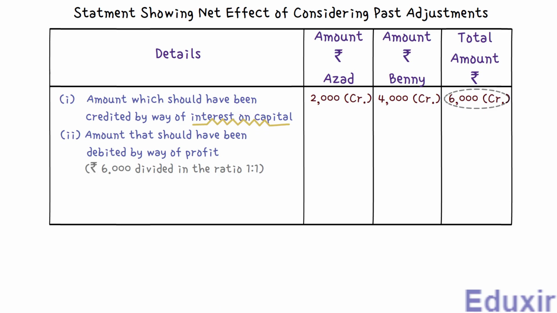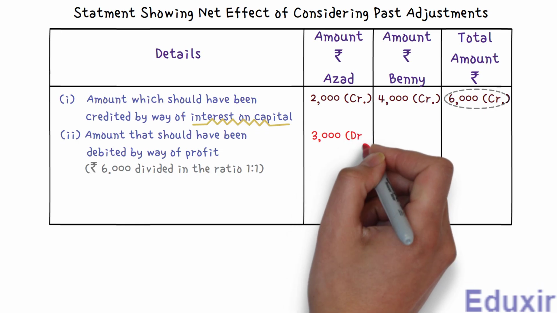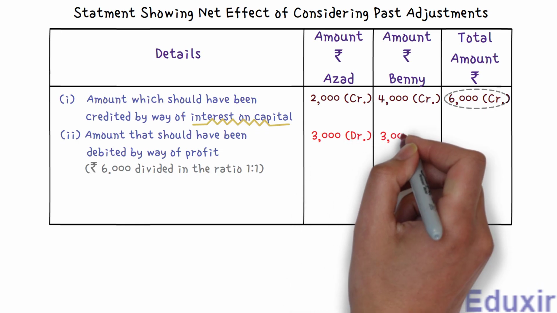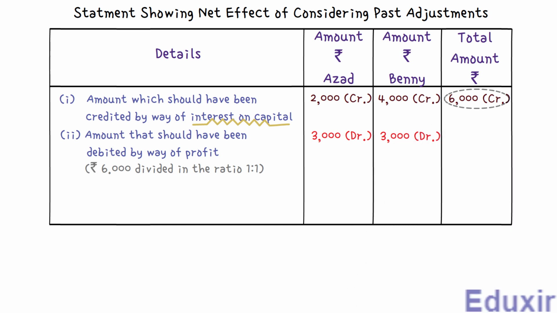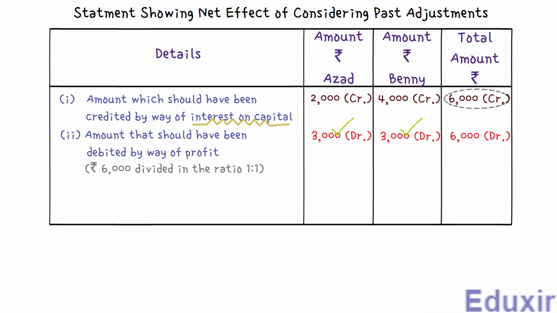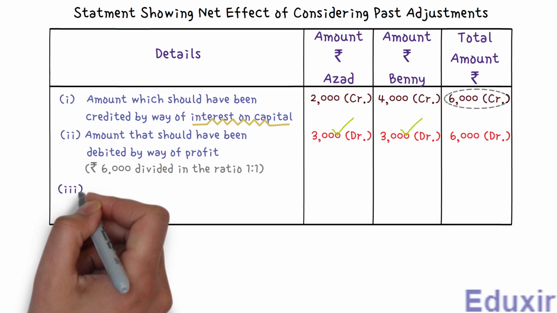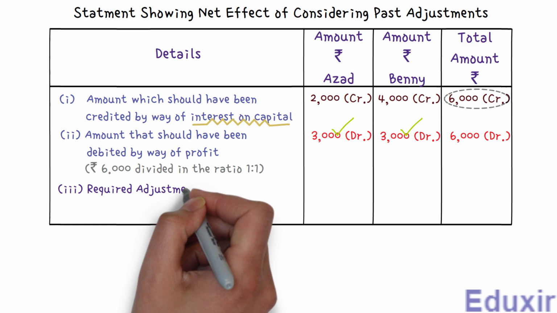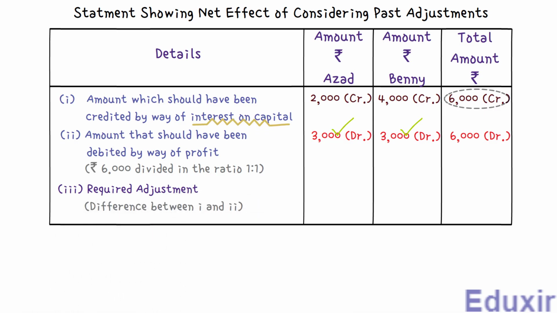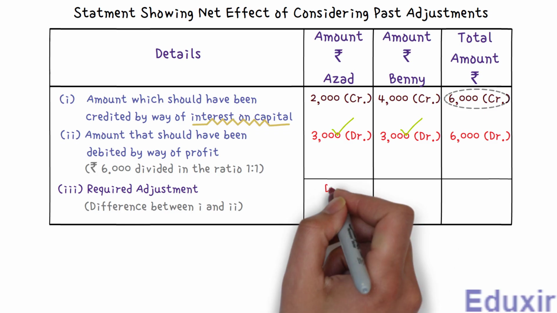That said, partner Azad's current account should be debited with 3,000 rupees. Partner Benny's current account should be debited with 3,000 rupees. Now the total of these debits is 6,000 rupees debit. And now finally, the required adjustment that should be made is calculated. This is the difference between item 1 and item 2 above. Now for partner Azad, the difference between 2,000 rupees credit and 3,000 rupees debit is 1,000 rupees debit.